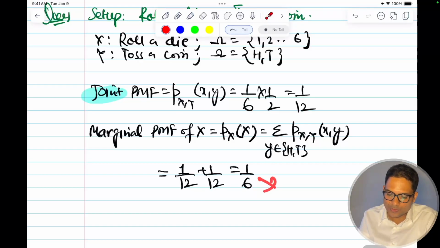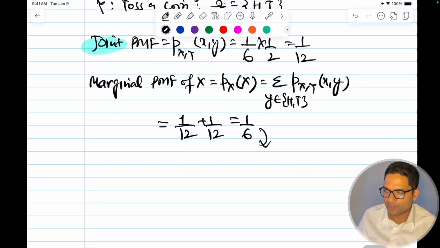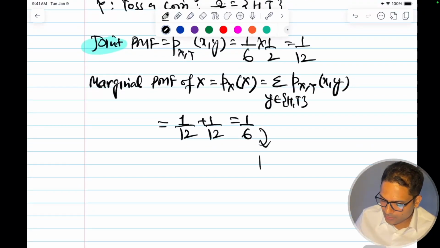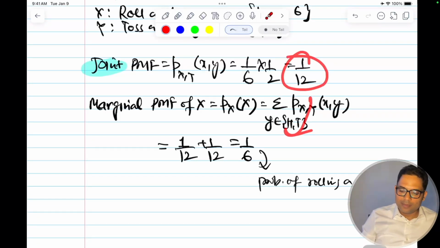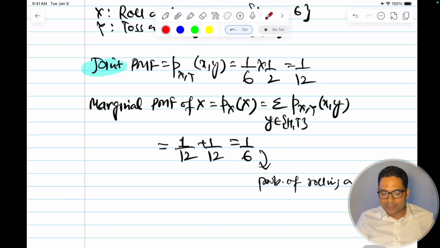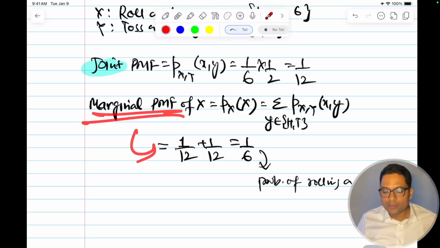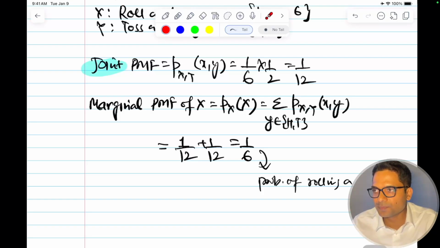This is your probability of rolling a die. So if you are given the combined joint PMF, from that I can compute the marginal probability of just a single variable. I hope this is amply clear now.